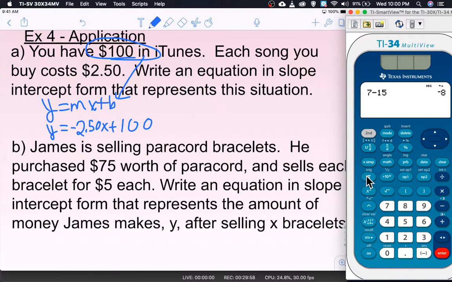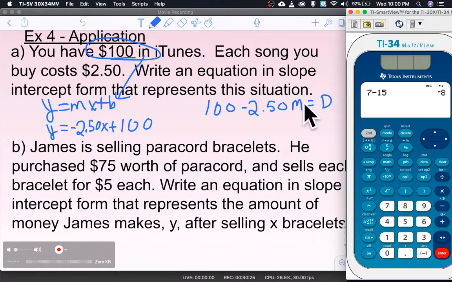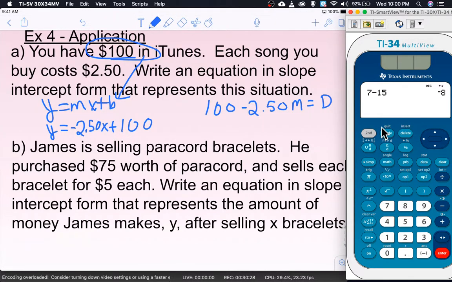Now you could have written this another way. You could have just said, if I have $100 and then I'm going to buy a song, my money's going to go down by $2.50 each song I buy. I'm going to put M for music. S looks like a 5 sometimes. And then that would give me my amount of money I have. I shouldn't have used M for music. Dollars. Whatever. Well, believe it or not, this equation and that equation are the same thing. They're just written in a slightly different way. They're both slope-intercept form.